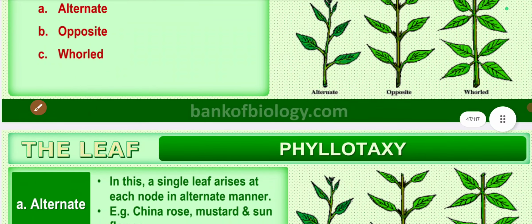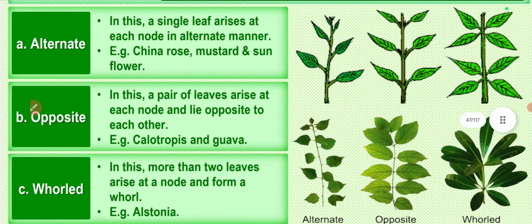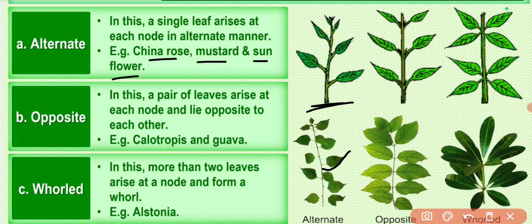First of all, alternate. In this, a single leaf arises at each node in an alternating manner. As you can see in the diagram, alternating manner. Example: China rose, mustard, sunflower, etc. They have alternate phyllotaxy. Opposite means in this a pair of leaves arise at each node and lie opposite to each other. Example: Calotropis and guava. Like this, opposite. And whorled: in this, more than two leaves arise at a node and form a whorl. Example: Alstonia.